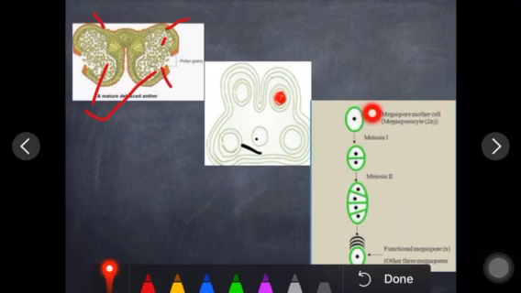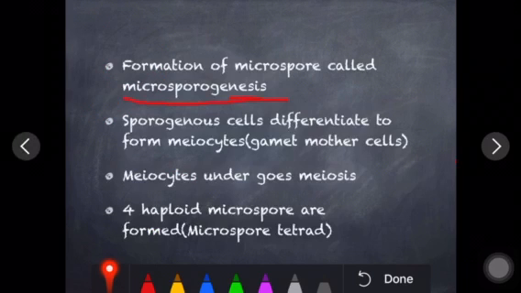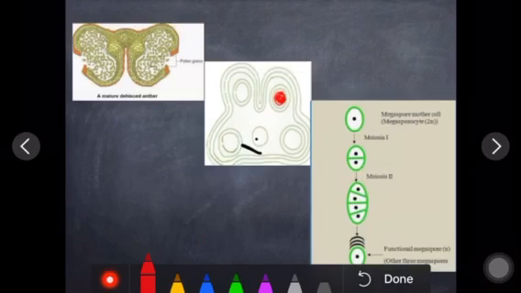Meiocyte cells are there. Okay, it proceeds with further cell division, that is meiosis first and then meiosis second. The result of meiosis first is 2 cells, and then when the cells undergo meiosis second, they form 4 cells. Here you can see 1, 2, 3, 4 cells, right? So the story starts from the diploid sporogenous cell and ends at 4 haploid cells. Here also I have mentioned 4 haploid microspores are formed. So it is also called a microspore tetrad. This you have to remember, microspore tetrad, right children?